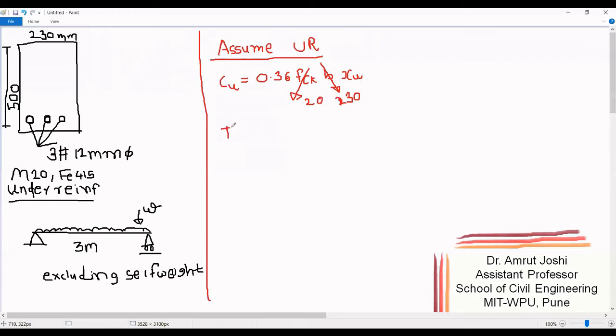Now we can also compute value of Tu, which is equal to 0.87 into fy into Ast. So what is the value of fy? fy is 415. Ast is 3 times pi by 4 into 12 square. 3 numbers, 12 mm diameter bar will have area pi by 4 into 12 square.